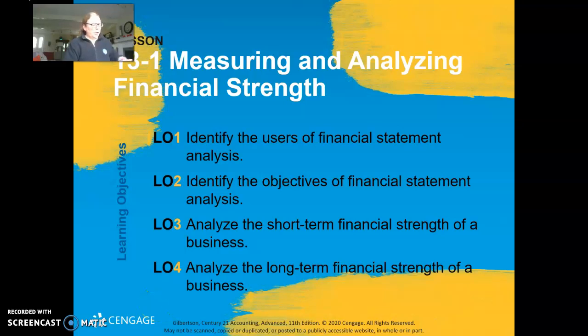We are going to cover Chapter 13, which is Financial Reporting and Analysis for a Corporation. This is a huge chapter where we officially start to really look at a high level at what's happened in a corporation financially and whether things are going well or not, and then what to do about them. So we're going to start with Section 13-1, which is Measuring and Analyzing Financial Strength.